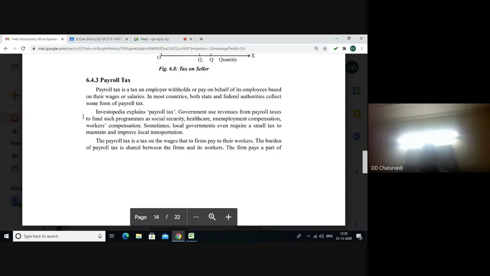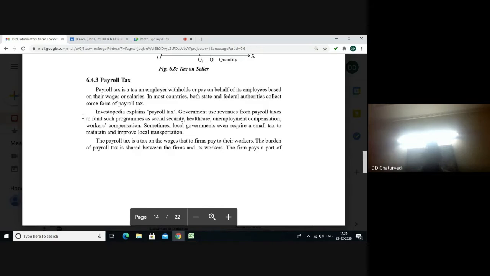It is payroll tax. We all know that employees are on the payroll of the employer. So this payroll tax is a tax which is imposed by the employer. And when this tax is imposed by the employer, the employer withholds the pay of the employees on their behalf on the basis of their wages or salaries.